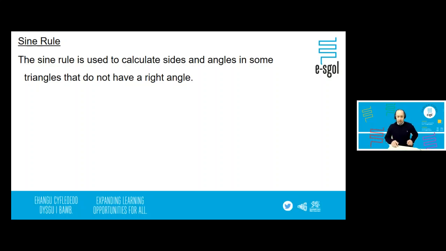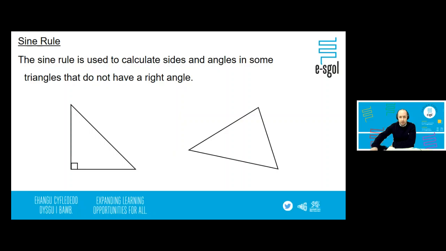Okay, so let's have a little chat about the sine rule then. In a moment, we'll have a look at what the sine rule is and where to find it on the formula page in your exam. But I think the thing to remember is the sine rule is used to calculate sides and angles in some triangles, and generally triangles that don't have a right angle.